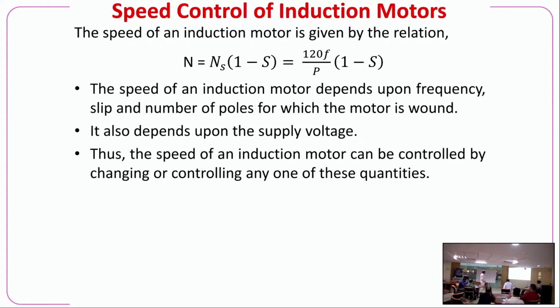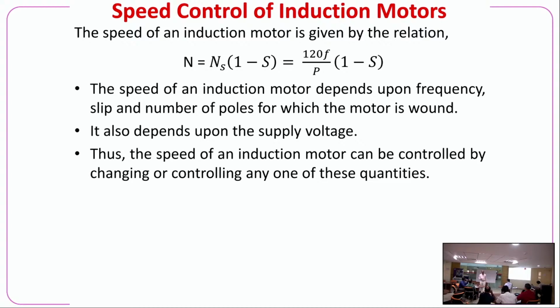This is the equation. The speed is given by synchronous speed into 1 minus slip, where synchronous speed is 120 f by P and slip is S. So this is the speed expression. One method of speed control is by varying the frequency. If the frequency is 0, then speed is 0. As you go on increasing the frequency, speed increases.